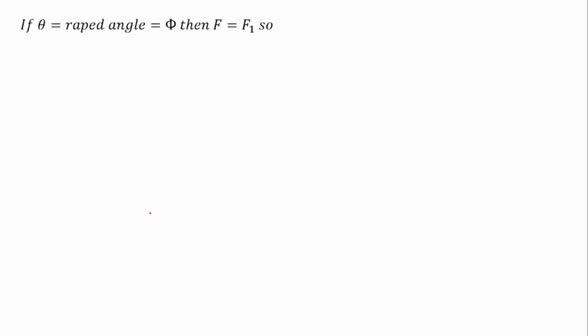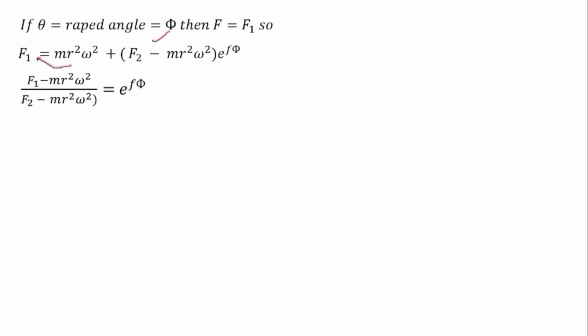After that, when you go to the other side, the tight side, the angle over there will be equal to the wrap angle represented by pi, and the force F over there is F1. So put F1 and instead of theta, put pi. So you will get this equation. Now after that, bring this over here. You will get F1 minus m r square omega square, and after that divide this whole term. You will get exponential of F pi is equal to this.